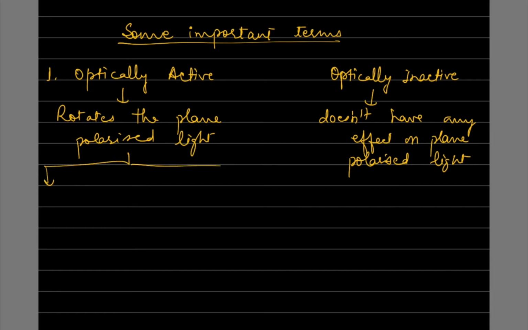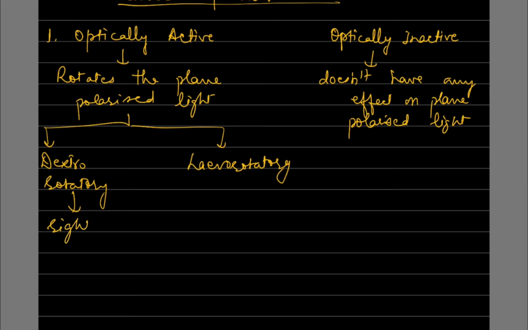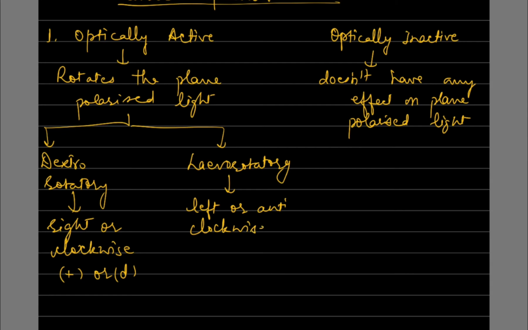Optically active compounds can be of two types. They may be dextrorotatory, or they may be levorotatory. Those which rotate the plane polarized light towards right or clockwise are called dextrorotatory, represented with a plus sign or a small letter d. Those which rotate the plane polarized light towards left or anti-clockwise are generally represented with a negative sign or small letter l.